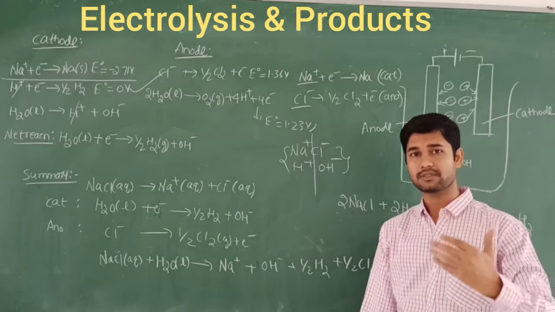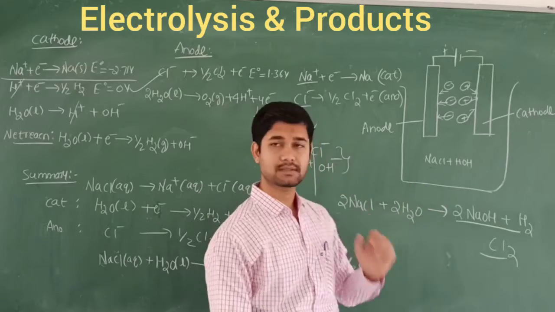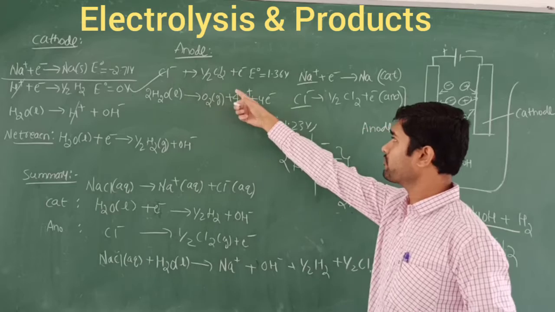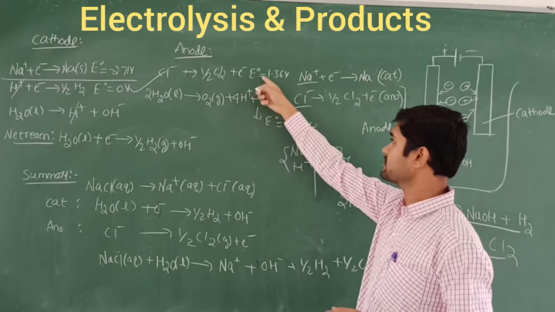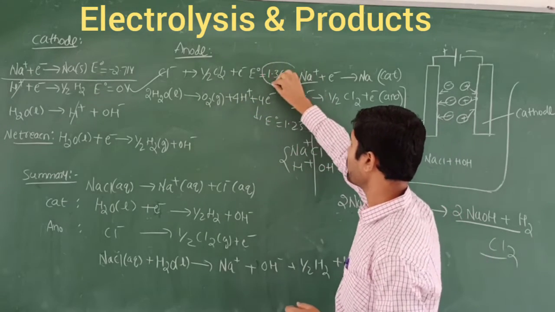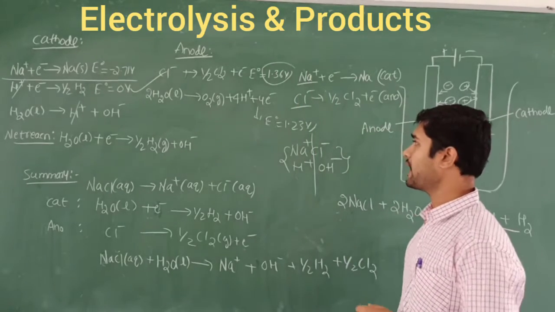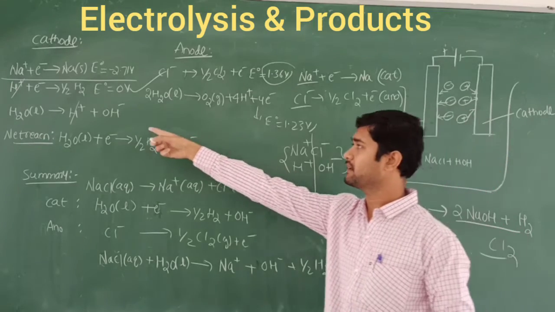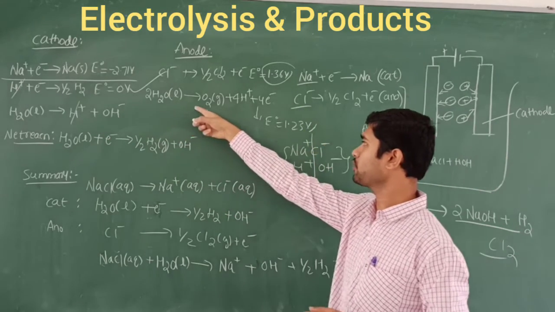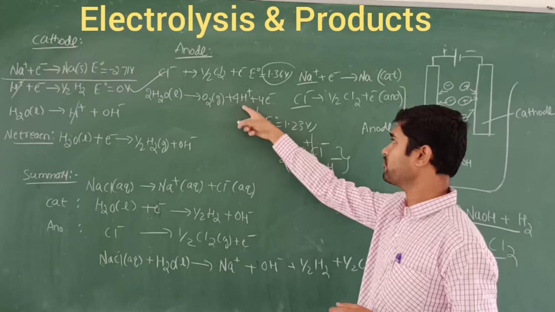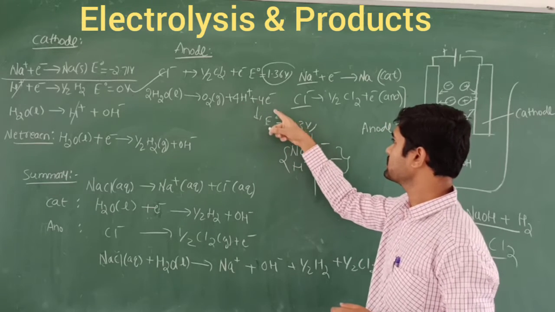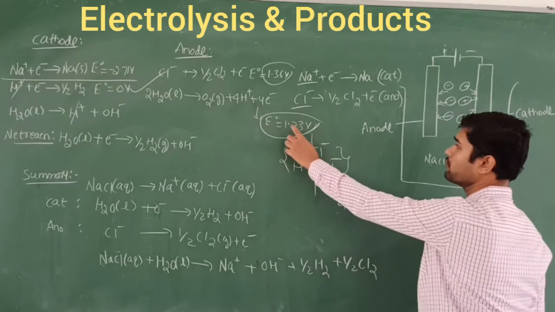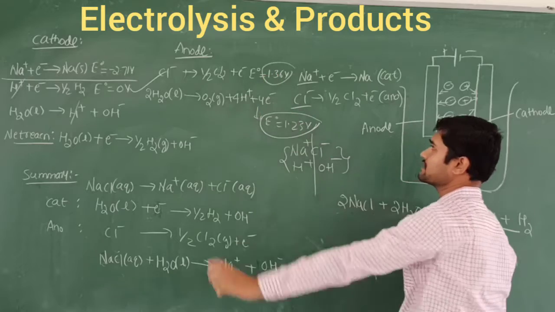What about the anode? Once again, there will be competition at the anode. Here I take Cl minus giving chlorine plus electron. Its reduction potential is a positive value, 1.36 volt. Also, OH minus will be there, so how does this OH minus come? It comes from water molecules, where oxygen gas is liberated along with 4 H plus and 4 electrons. The reduction potential for this one is 1.23 volt, and for the chlorine it is 1.36 volt.